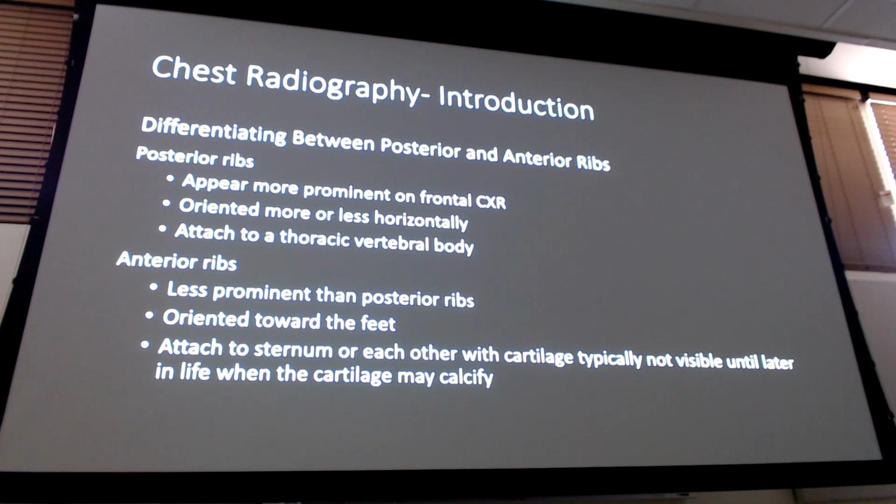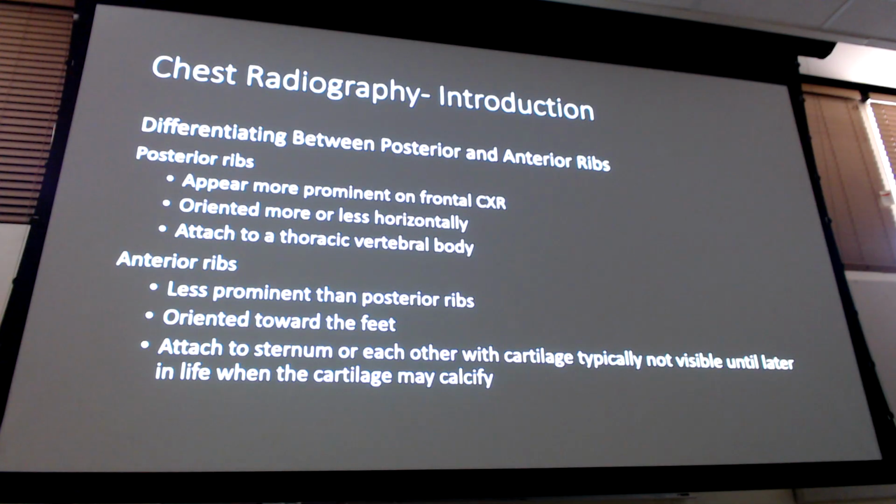Oriented more or less horizontally, a little bit of downward at the end, to kind of show the way the shape of the rib goes. But the biggest thing is that each one of those guys attaches to a thoracic vertebral body. Every single one of the ribs, 1 through 12, attaches posteriorly to your vertebrae. So that's another way you can make sure you're counting them appropriately. You're counting posterior ribs. Does it attach to the vertebrae?